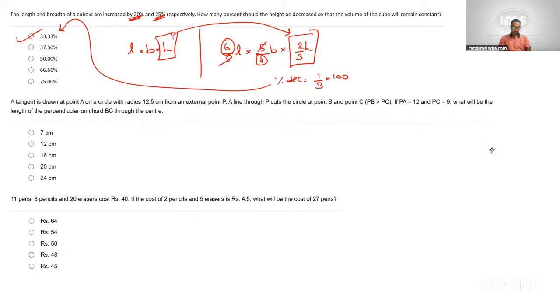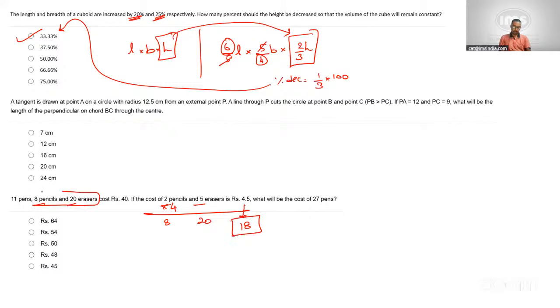Next question. 11 pencils, 11 pens, 8 pencils, and 20 erasers cost 40. If the cost of 2 pencils and 5 erasers is 4.5, what is the cost of 27 pens? Okay, pens is asked, pencils and erasers are given. So 2, 5, 8, 20. That makes me understand multiplying by 4 makes it 8 pencils and 20 erasers, which will be 4.5 into 4, 18 rupees.